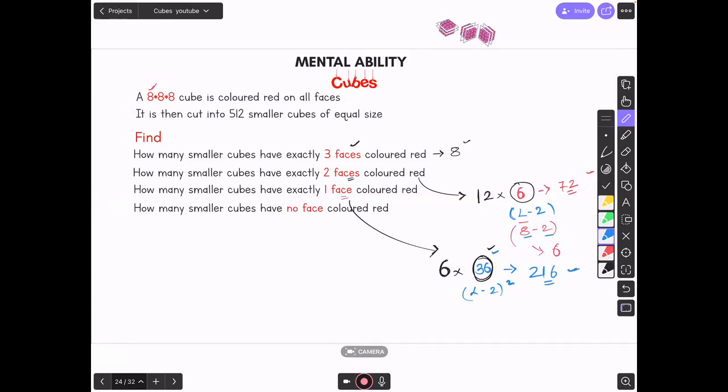Okay, and in the end you get no face colored red. So uska bhi formula hai, it's an 8 by 8 by 8 cube. So what you will do here is minus 2, minus 2, minus 2. 8 minus 2 is 6, 6, 6. 6 into 6 into 6, 216. 216 smaller cubes will be there inside, which you cannot see from outside, having no face colored red.